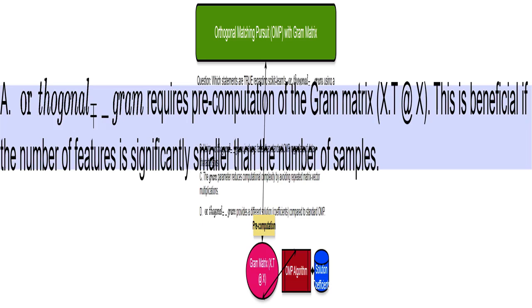I'd say this statement is wrong, because the pre-computation step for the gram matrix can sometimes be slower than the standard OMP if your data has many more samples than features. In short, this shortcut isn't always faster. It depends on the shape of your data.